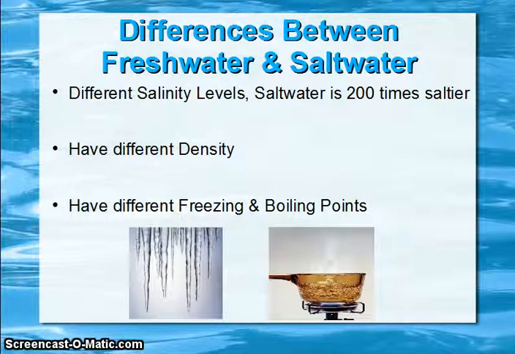They have different densities. The density of saltwater is 1027 kilograms per meter cubed. The density of freshwater is 1000 kilograms per meter cubed. They have different freezing and boiling points. The freezing points: saltwater negative 1.9 degrees Celsius, freshwater 0 degrees Celsius, and the boiling points: saltwater 103.7 degrees Celsius and freshwater 100 degrees Celsius.